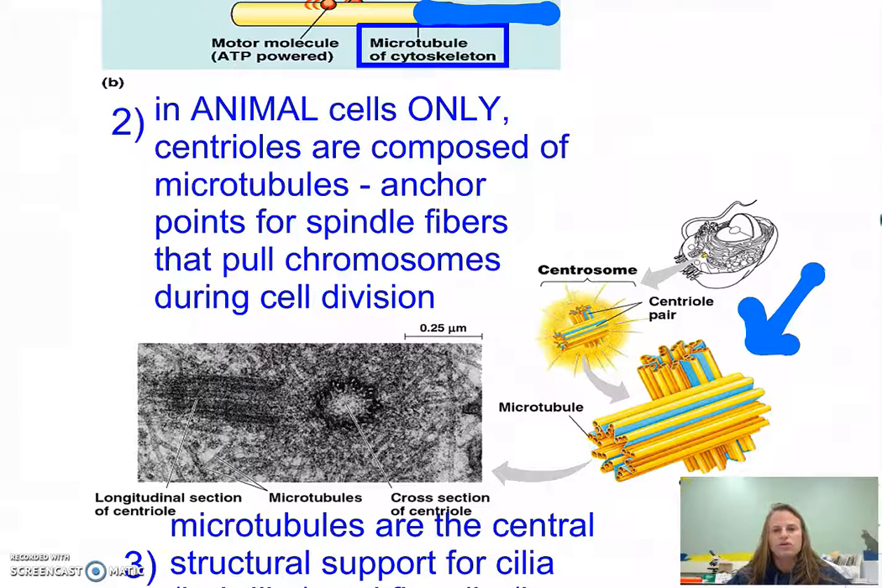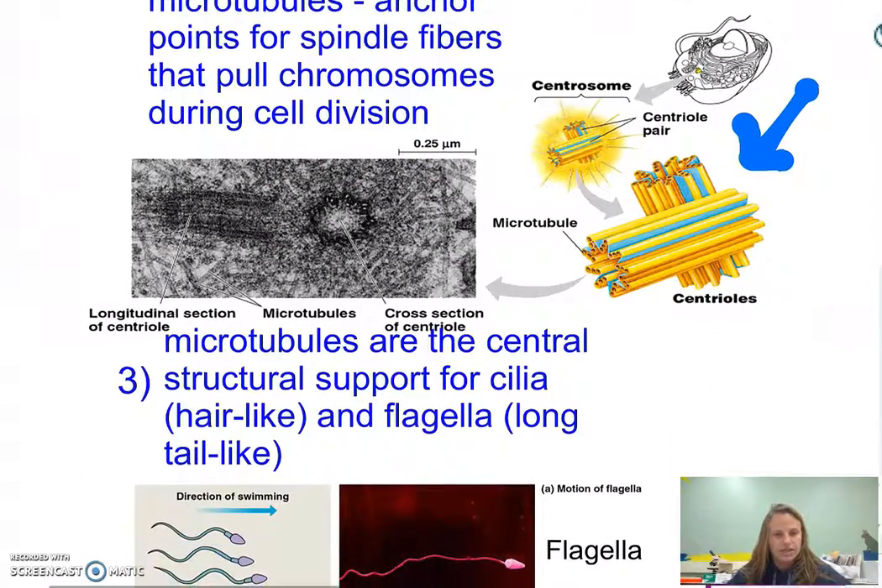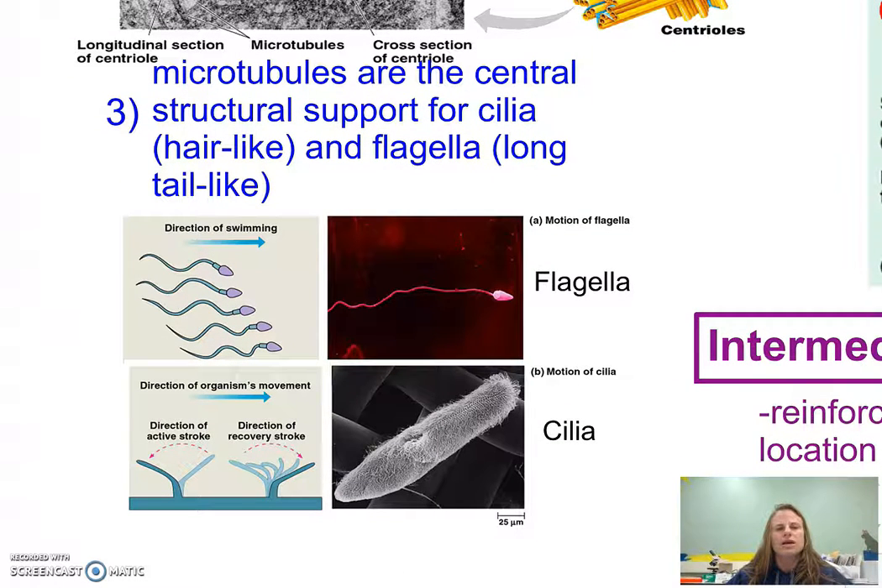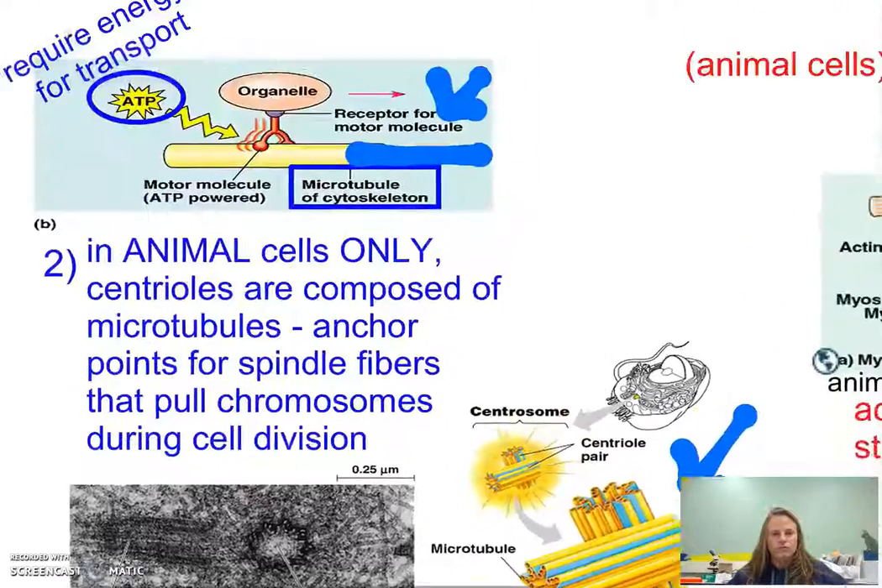So the centriole will be found in the centrosome, and while both plant and animal cells have centrosomes, only animal cells will have the centrioles, and centrioles are going to play a central role in cell division. They're going to pull the spindle fibers and anchor them as the cell is dividing. Lastly, we have flagella and cilia, which are supported by microtubules. And again, flagella and cilia are used for locomotion, for movement.